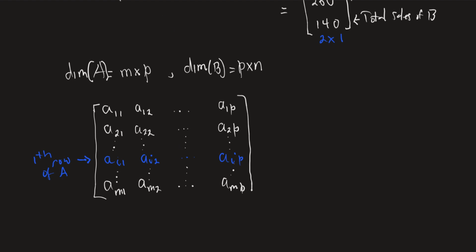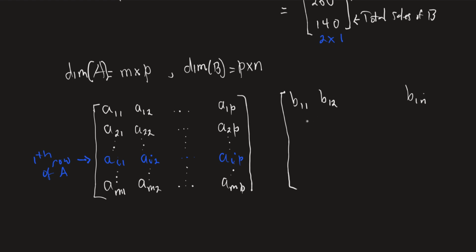Now let's write down B. Now remember, B is a P by N. So it has P rows and N columns. So let's write that down. So again, I'll use B's now, B1,1, B1,2, and then it's going to go all the way out to B1N because it has N columns. So B1N.